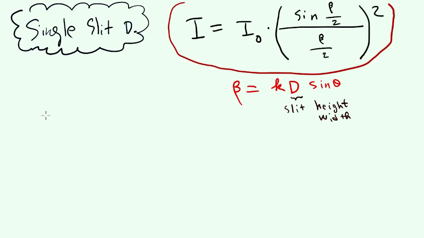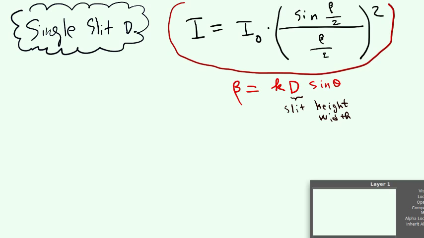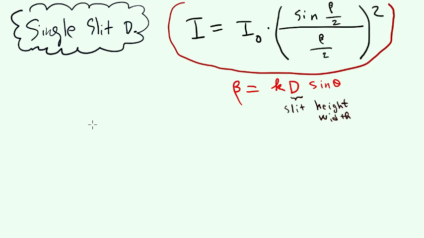Okay, so this I0 here is indeed the intensity at 0 angle. Why? Because when theta becomes 0, beta goes to 0, and by using L'Hopital's rule, you can prove that sine of beta over 2 divided by beta over 2 goes to 1 when beta goes to 0. So the I0 is the reference intensity, meaning the intensity at 0 angle. So there it is.